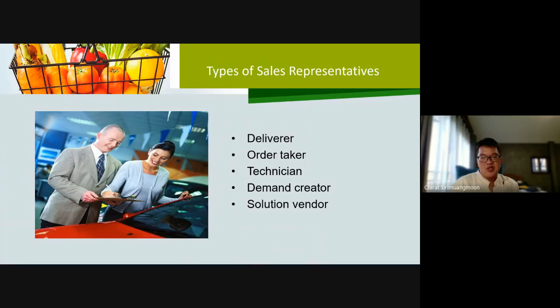Order takers, the person who takes some orders, collects some orders. Technicians, like you go to the supermarket, you go to the card shop, they have some people to provide the knowledge, to provide some information. Demand creators. In this case, you might need to have this person a lot because this person can create the demands for your products. Solution vendors. Sometimes you have a problem about your product and service, and then you have the person who can solve the problem. This is the sales representatives.